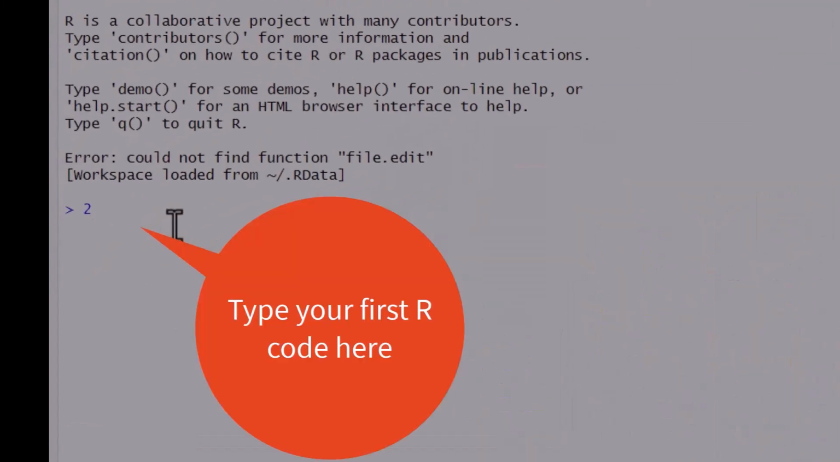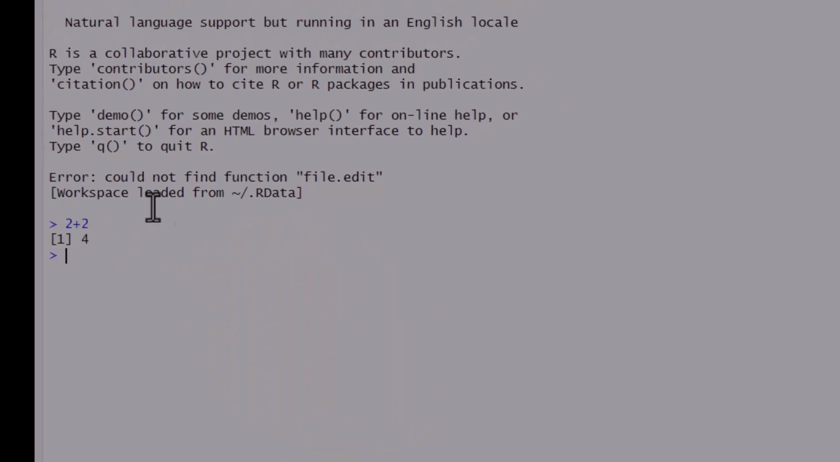Once that is done, open RStudio. You will see a console window where you can type R code directly. Type this, 2 plus 2, and hit the enter key. As you can see me do here in this video. If it returns 4, congratulations, you have installed R and RStudio successfully.